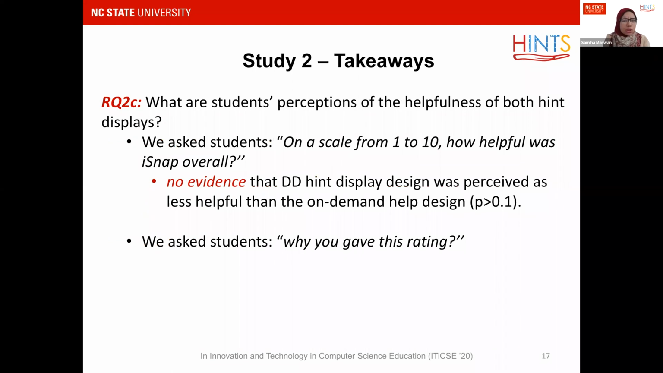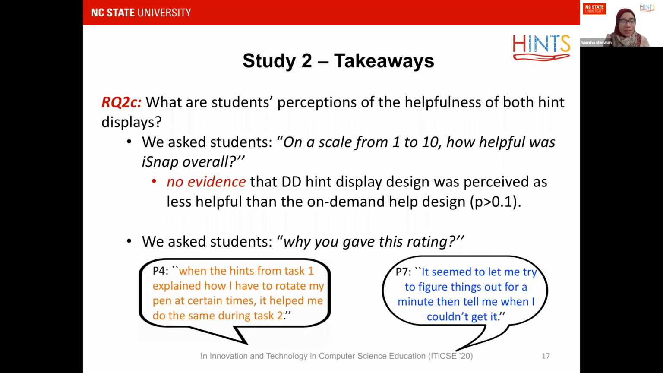And then we wanted to understand students' perceptions of the helpfulness of the hint display, because we thought that maybe, because they don't have control, they would be distracted or bothered by this programming environment. But actually we found no evidence that the data-driven hint display was perceived as less helpful than the on-demand design. Also, when we asked students why they gave these ratings, we found that some students noted what they had learned from the hints in the first task and how this helped them in the second task, which is really exciting.